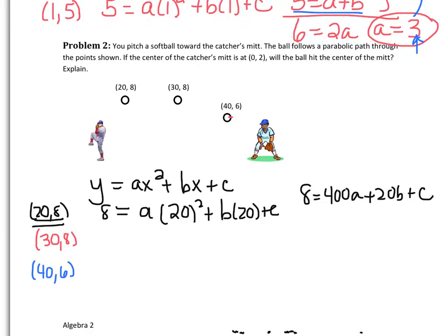My next equation, my y is 8 again, but in this instance my x is 30. So we're going to replace x with 30.